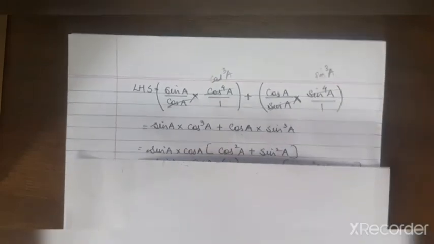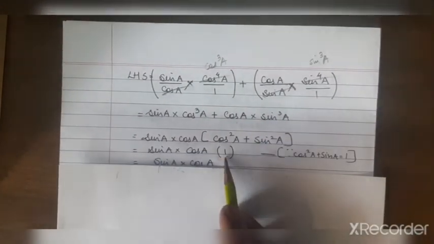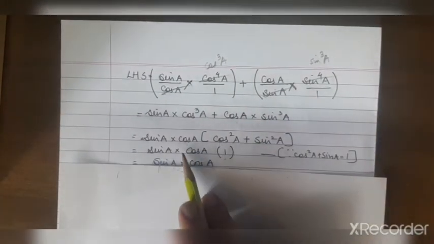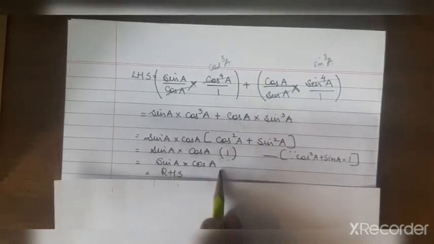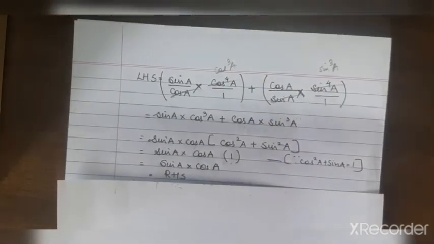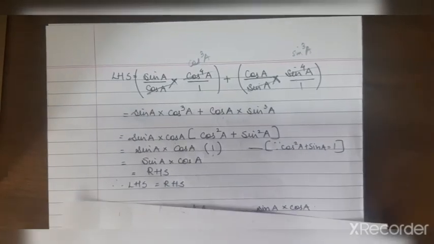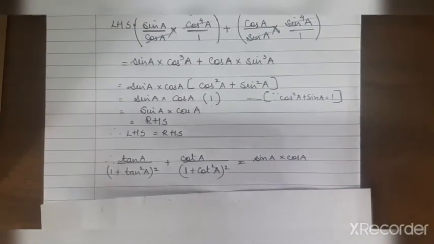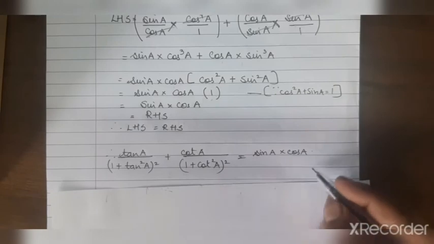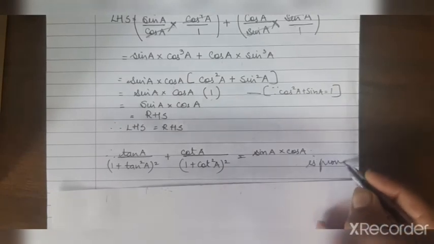Now sin square a plus cos square a is 1. So that we put as 1. And therefore 1 into anything remains the same. So sin a into cos a. This is equal to RHS. Okay, and we have got LHS equal to RHS. Therefore what is asked is to prove that LHS equals RHS, and that is proved.